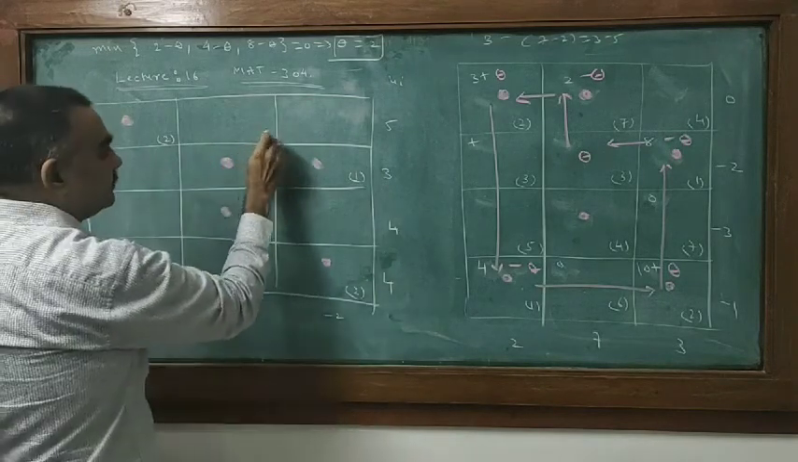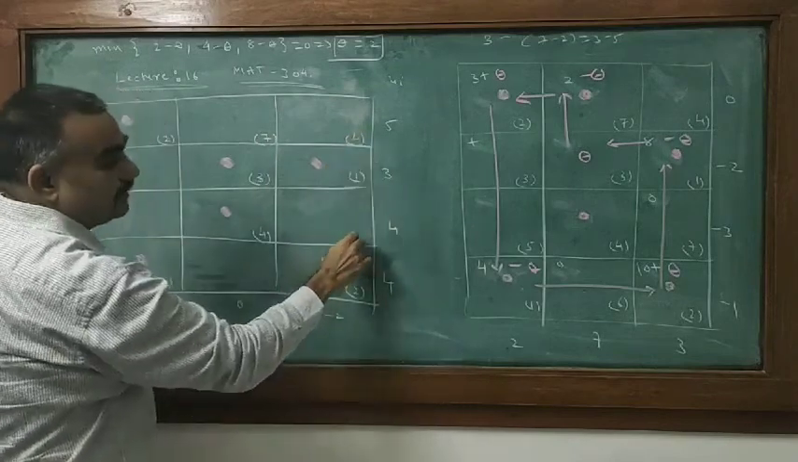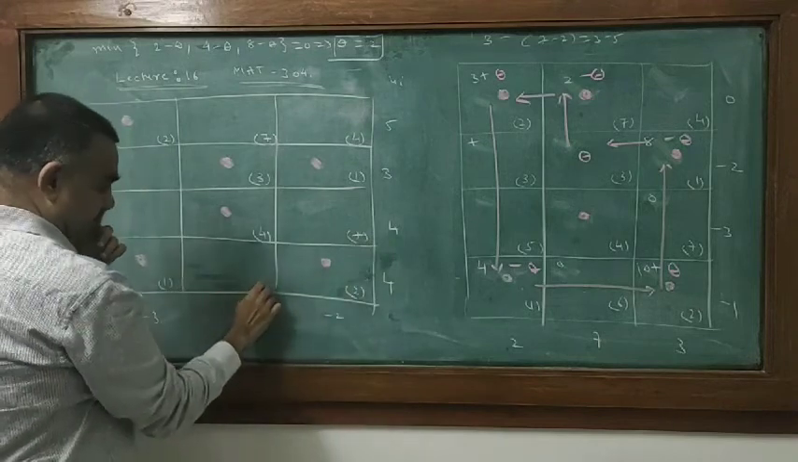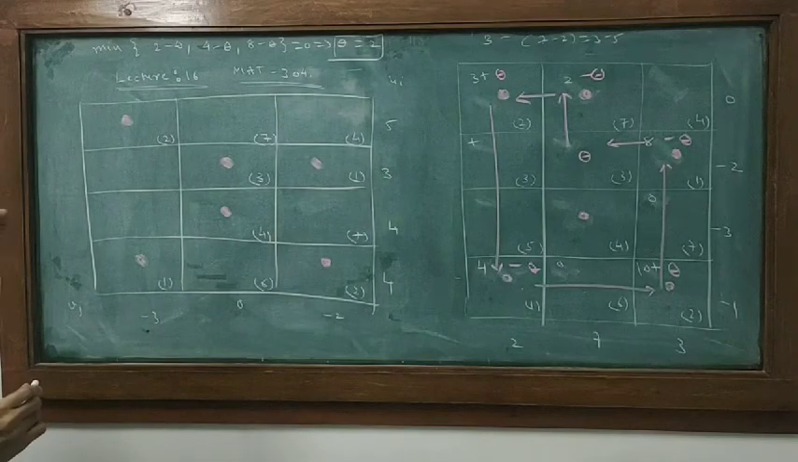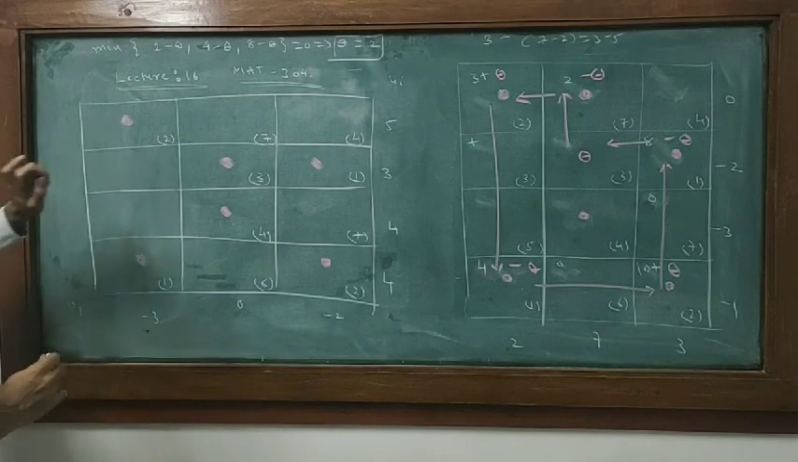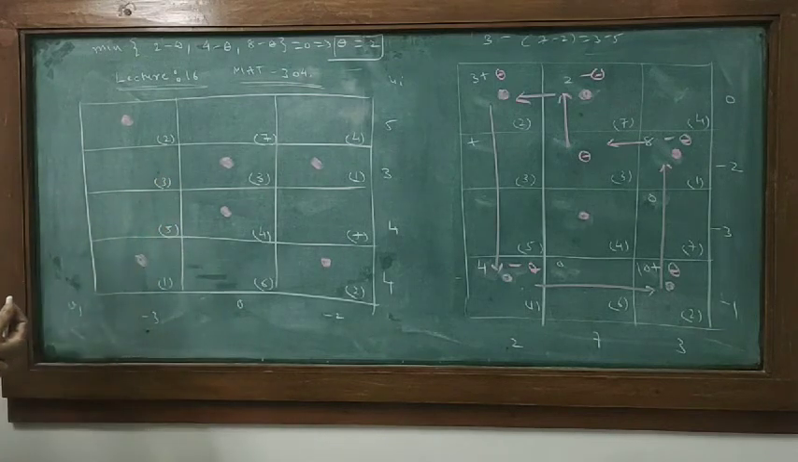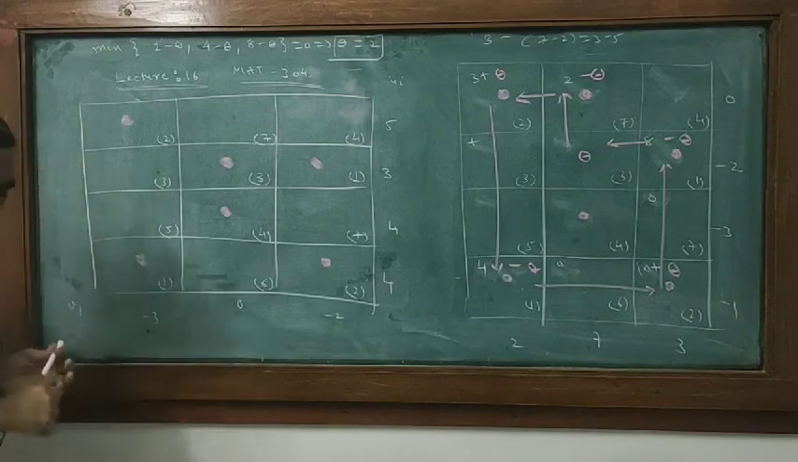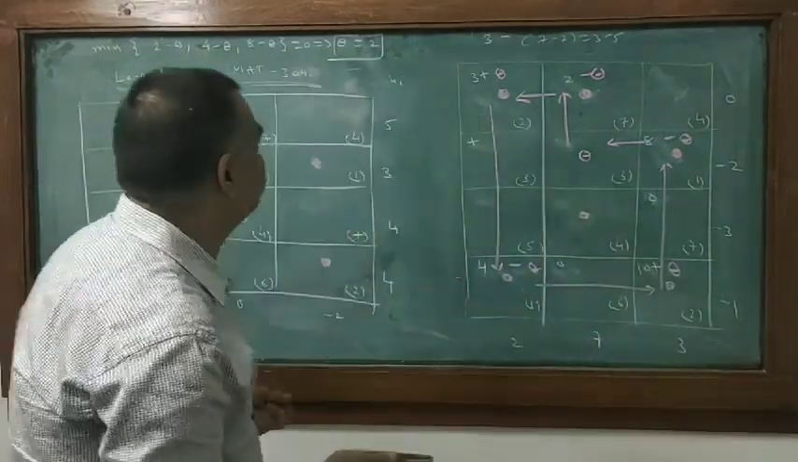Means it is 7 and 4. Then it is 7. Here it is 6. Then here it is 3 and 5. So we have taken all the entries. Now we want to calculate Cij minus (ui plus vj).